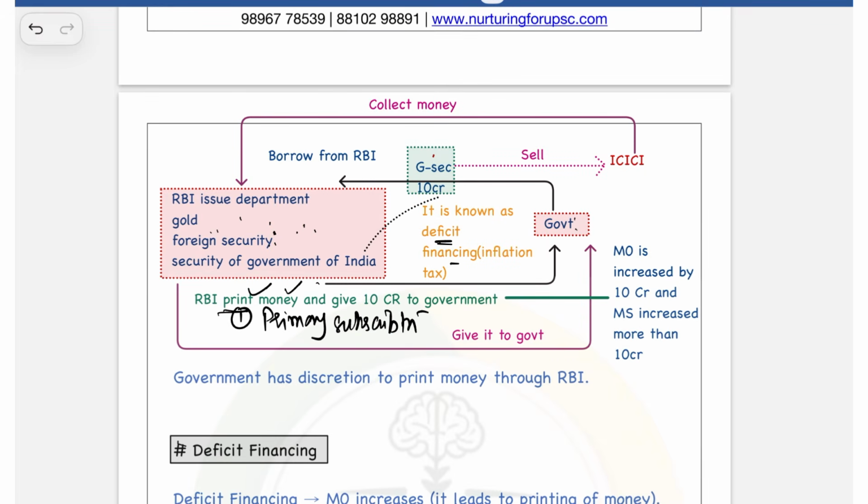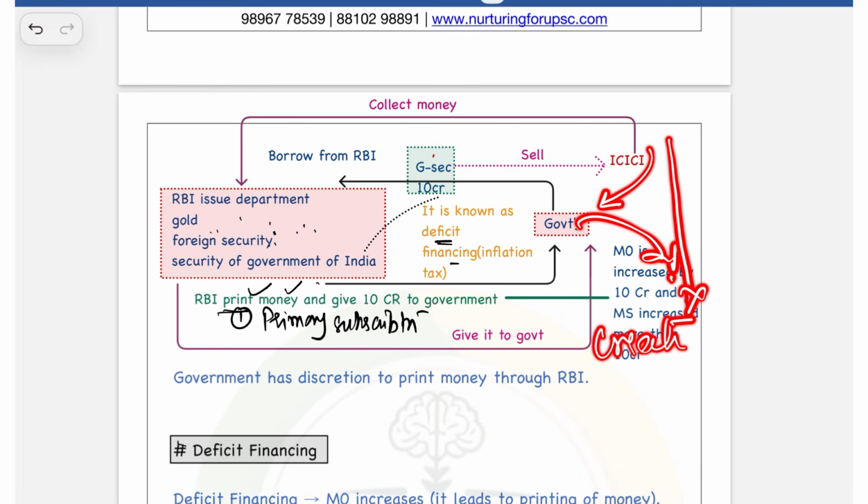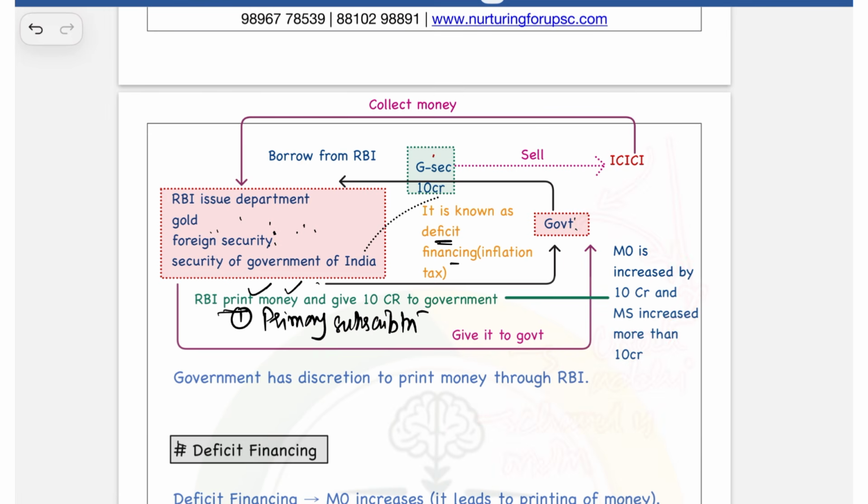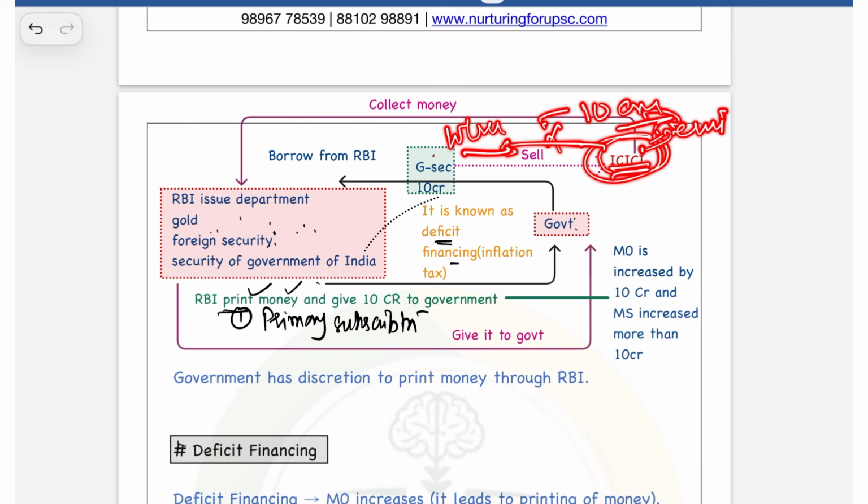In the deficit financing case, the government is borrowing from the market and then giving it back to the market, in the hope that this transmission would create additional credit, or channelize and mobilize the resources in an effective way. So what happens? ICICI has deposits, let's say rupees 10 crore. ICICI was not sure where to spend it. RBI takes the bonds of GSEC, which are of the highest grade, and gives 10 crore to the government.